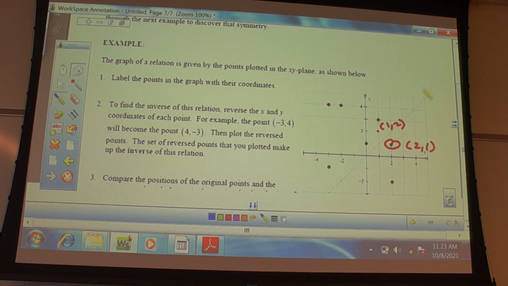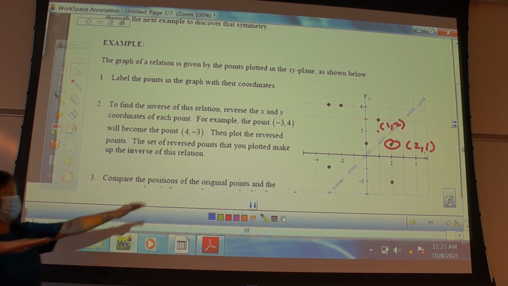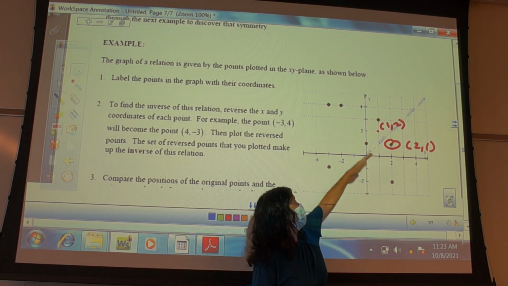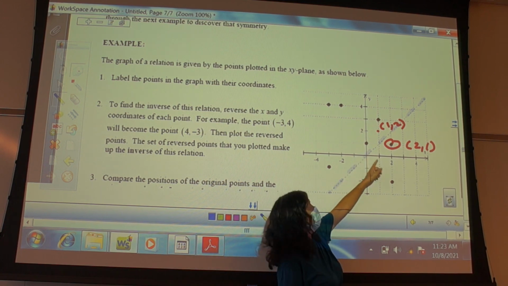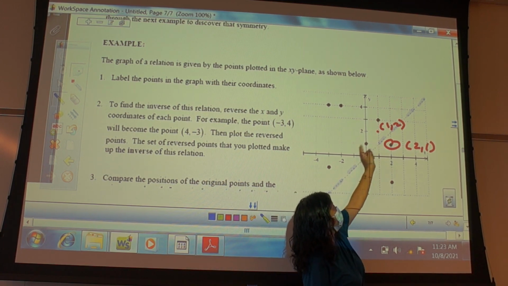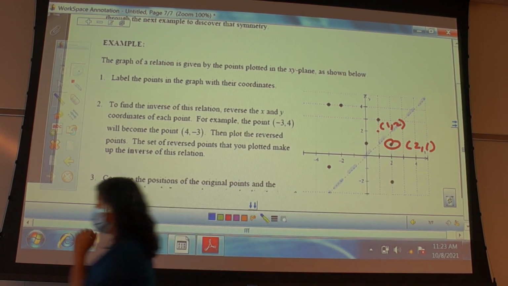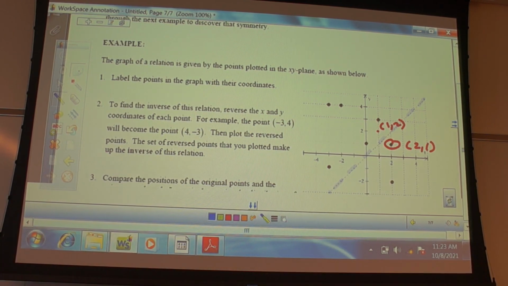It goes directly through the origin at, I think, a 45-degree angle. Boom, that's the line y equals x. Whatever x is, y is the same thing. If x is 2, y is 2. So that's this line, y equals x.